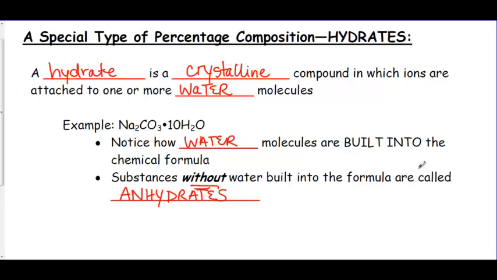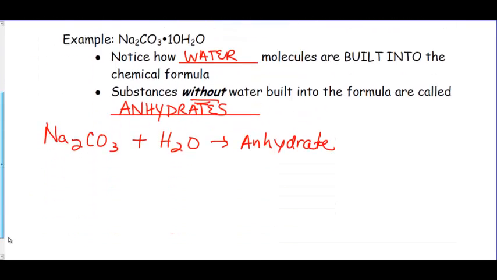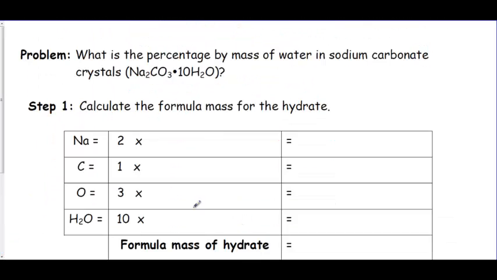Anything without the water built into the formula. So if it said this, Na2CO3 plus H2O, okay, this is an anhydrate because we're adding water to it. It's not actually built into the formula. All right, so let's figure out what the percentage by mass of just the water is in these sodium carbonate crystals.